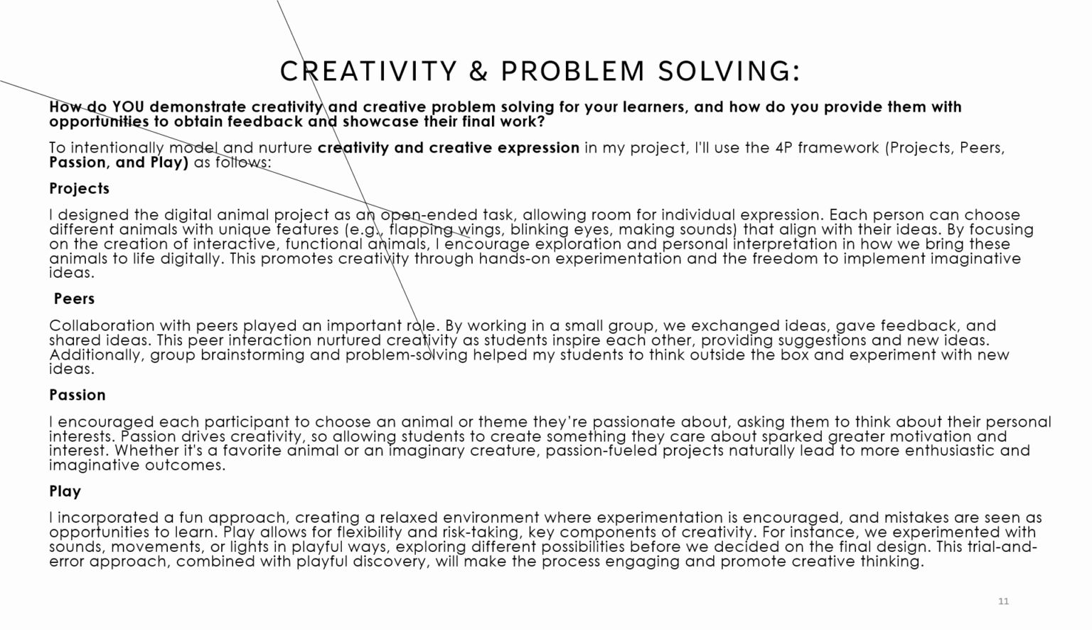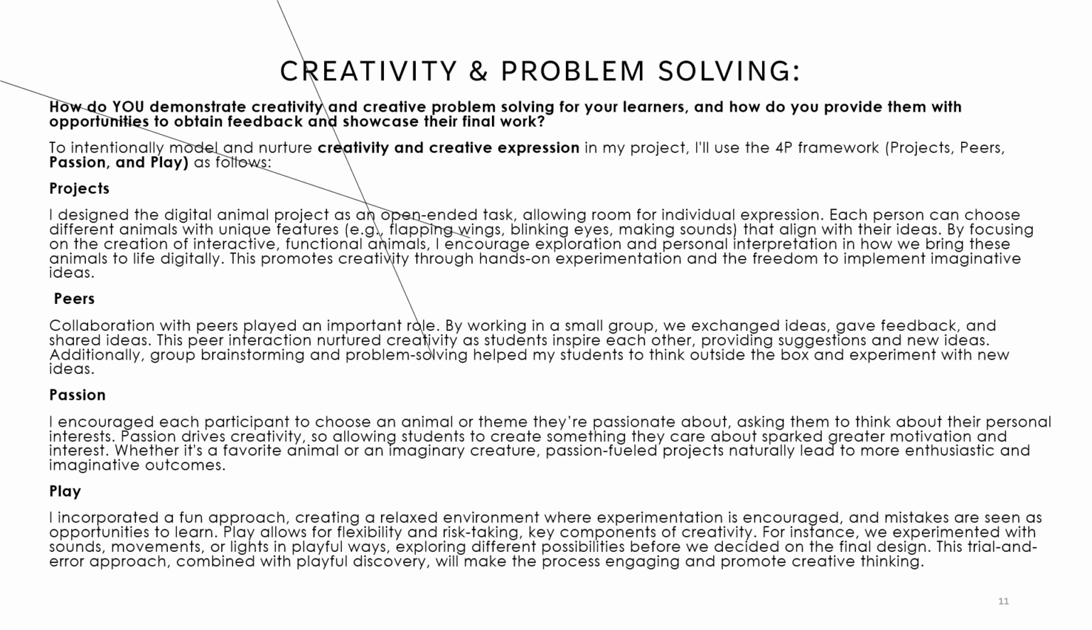Creativity and problem solving: to intentionally model and nurture creativity and creative expression in my project, I use the 4P framework: projects, peers, passion, and play. The projects: I designed the digital animal project as an open-ended task, allowing room for individual expression. With peers, they collaborated with each other, working in a small group, exchanging ideas and giving feedback to each other. And then the passion: I encouraged the participants to choose an animal or theme they were passionate about, asking them to think about their personal interests. And then for play, I incorporated a fun approach, creating a relaxed environment where experimentation was encouraged.